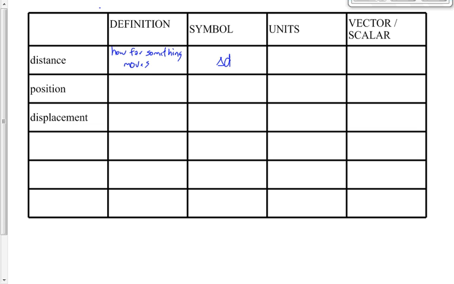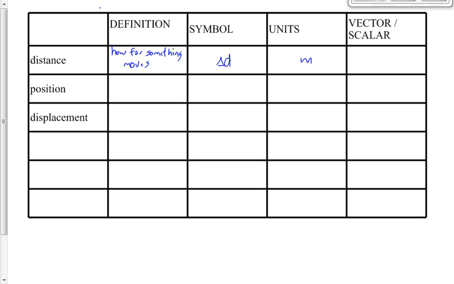Now, there's lots of units that I can associate with distance, but there's one that's the most common. Kilometers, miles, light years is a unit for distance. What's the most common unit for distance that we're going to use? Meters, yes. Meters, and that's represented by a lowercase m.